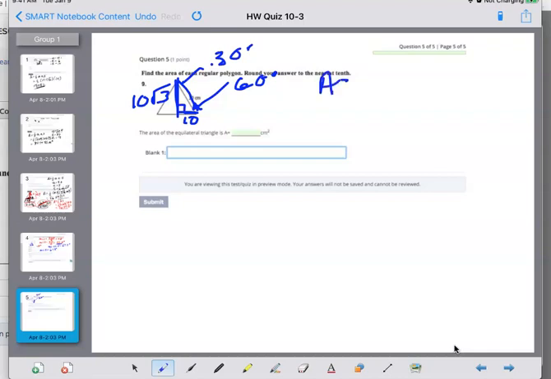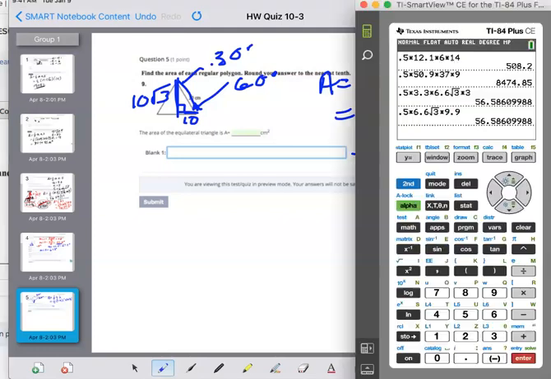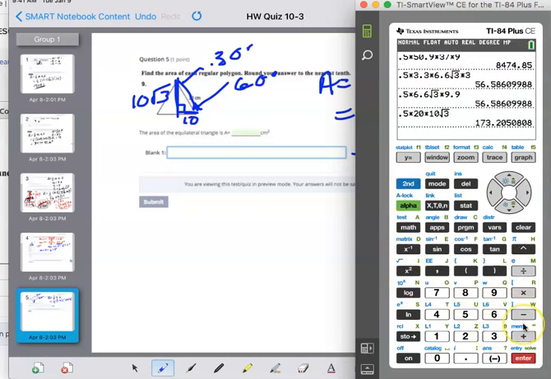And what does that do for me? Well, area is equal to 1/2 base times height. And 1/2 my base, which is 20, times my height, which is now 10 the square root of 3. And I can find the area of that triangle. So let's do that. And I've got 0.5 times 20 times 10 the square root of 3. Okay, and I hit enter and I get 173.2. And I was supposed to round to the nearest tenth, so it's 173.2.